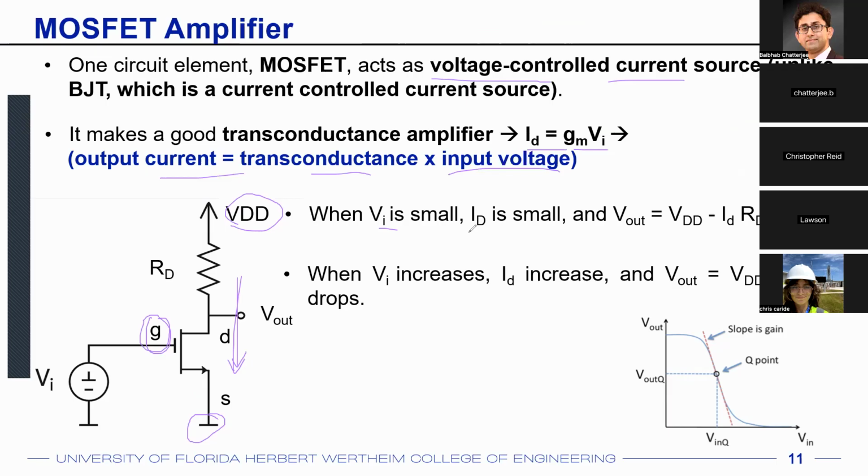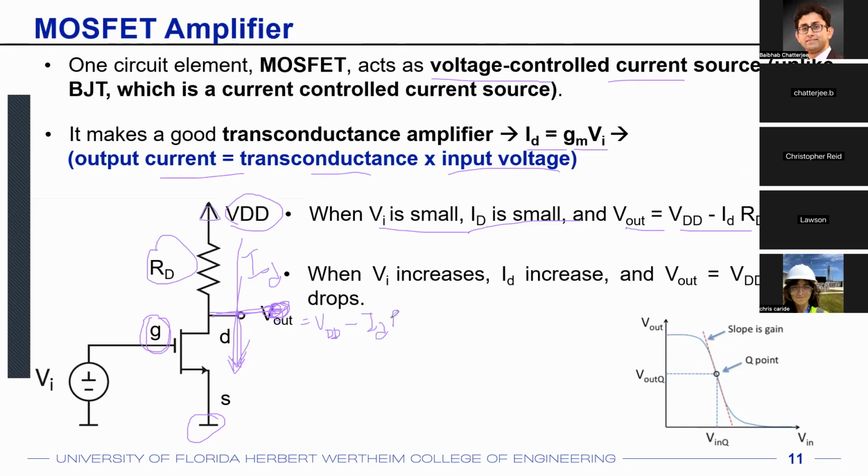Now, when your input voltage is small, your output current is also small, and your V out, which is VDD minus... So what is your output voltage over here? Let's say this is your V out. And if this is VDD and there is a current flow of ID, there is a resistance RD over here, and this point's voltage is the output voltage for the amplifier. So what is the output voltage? Output voltage is always going to be VDD minus ID times RD, right?